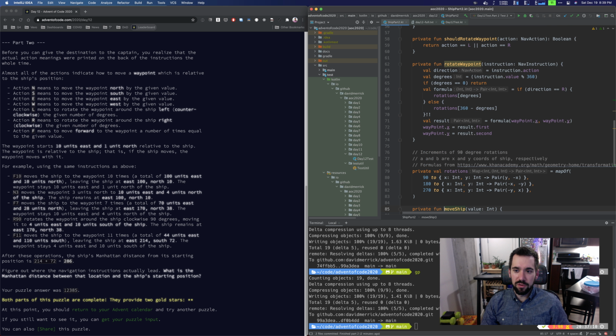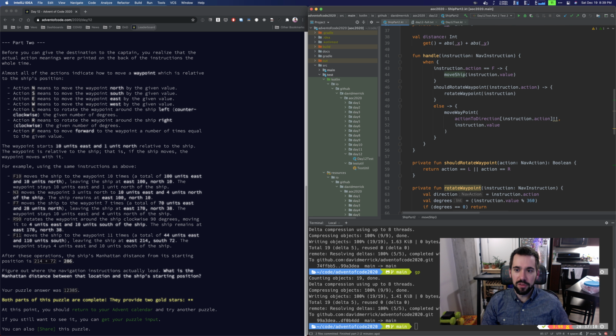So there's one of 3 things that can happen. Either the ship moves toward the waypoint, we rotate the waypoint around the ship in increments of 90 degrees, or we move the waypoint in absolute terms up, down, left, or right. I guess it's absolute and relative terms. You're moving it relative to the ship, northeast, southwest. Yeah, the meaning of that is the same.